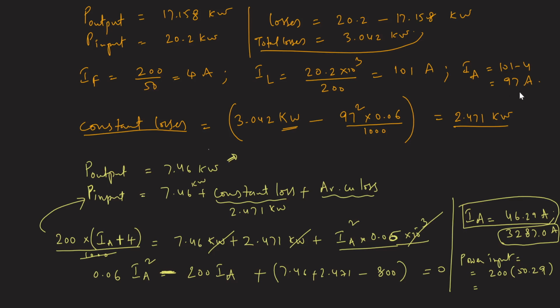Yeah. So what is the input power? How much is this? Please tell me what is this product? 200 into 50.29. 10.058 kilowatts. Okay, so this is power input, this is power output. So what is the efficiency?